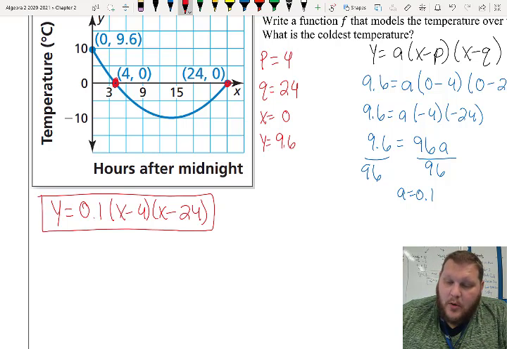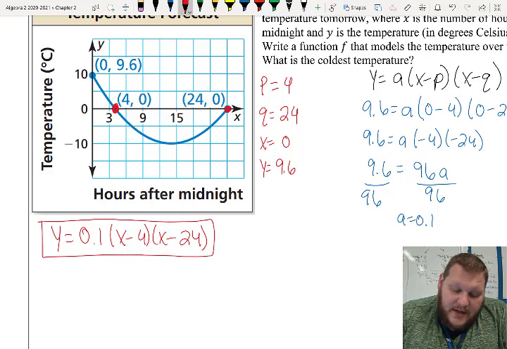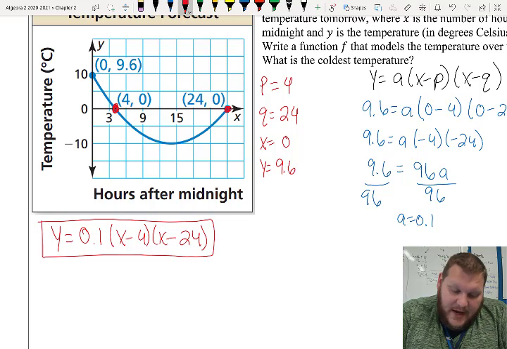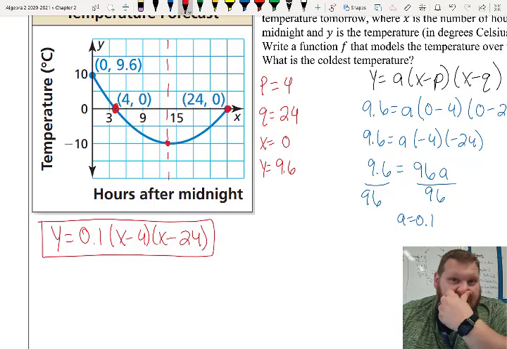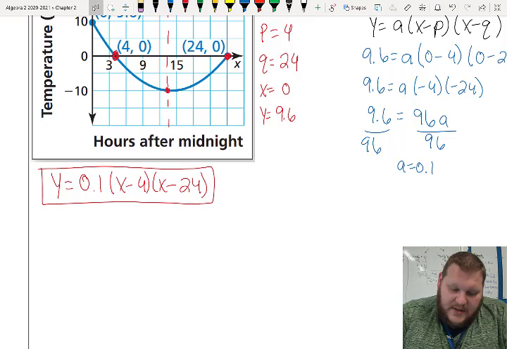For the second part, what is the coldest temperature, we need to find the vertex of that equation. Remember, in intercepts form, our vertex is always halfway between those 2 x-intercepts. So I'm right about here, which is halfway between 4 and 24, right? Remember how we do that? In this case, 14 is halfway between those two. There's 20 spaces in between, and 10 would be halfway. This x value is 14.